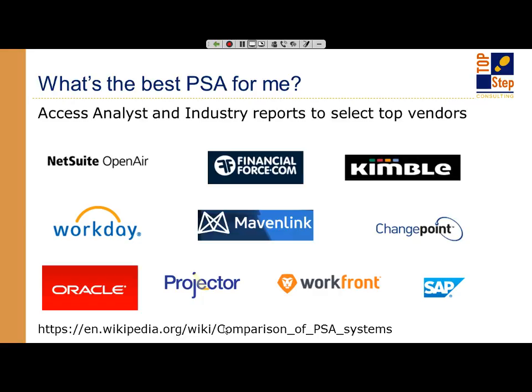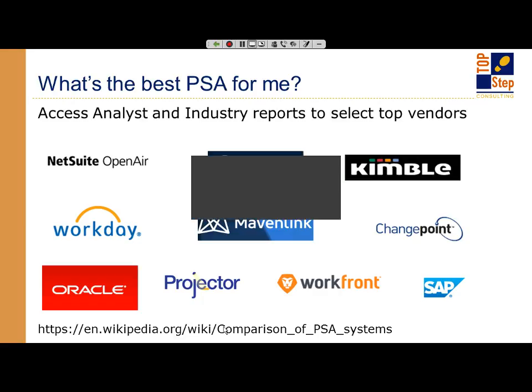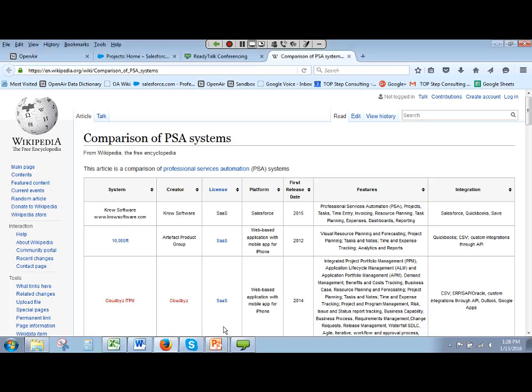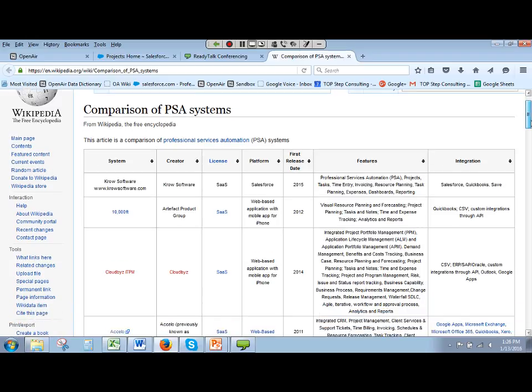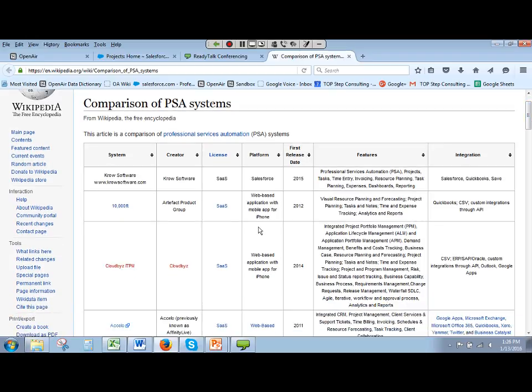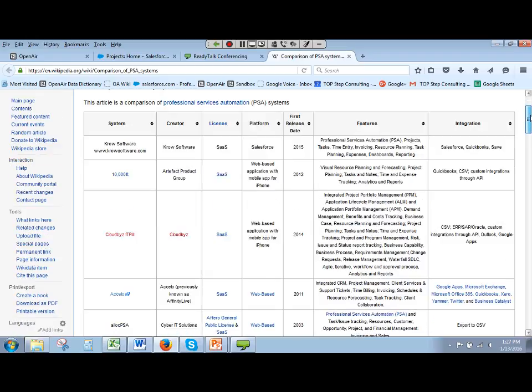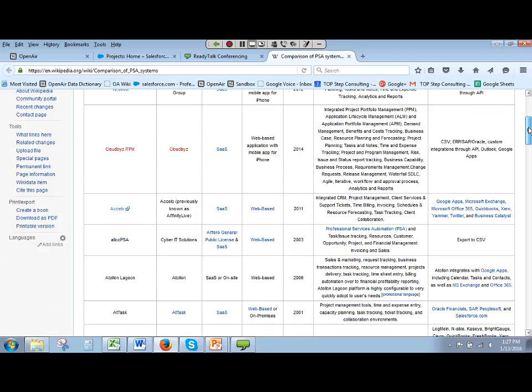The wiki page that I'm referring to is actually here, Comparison of PSA Systems. And actually it's quite complete. The last time it was updated was this last December, December 15th. It has information about the type of licensing, the type of platform it supports, when the tool was first released, so you can get an age and maturity level from here, a basic feature recap, and integrations.